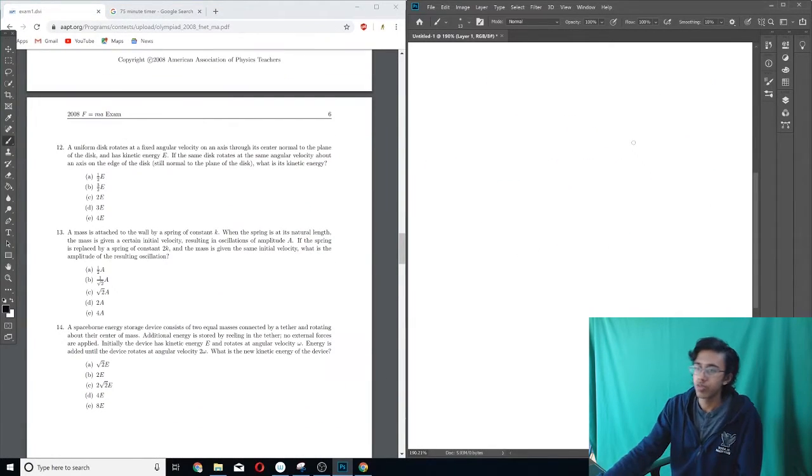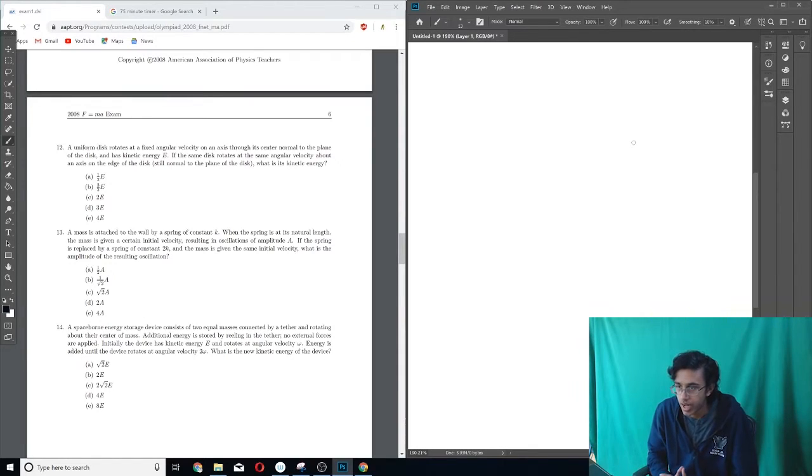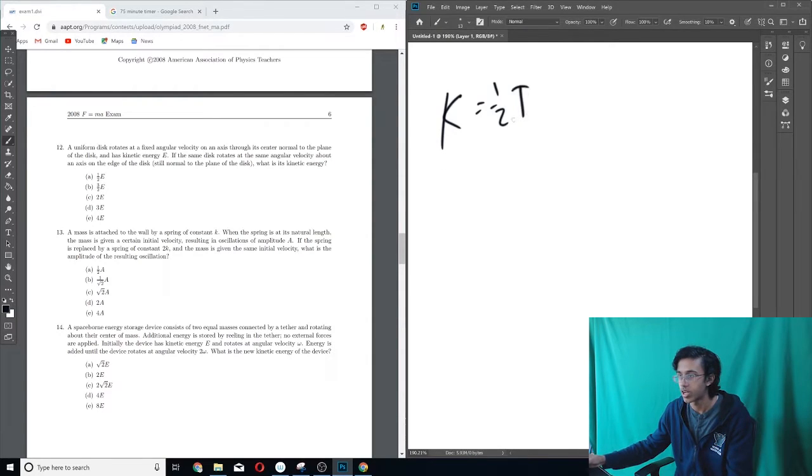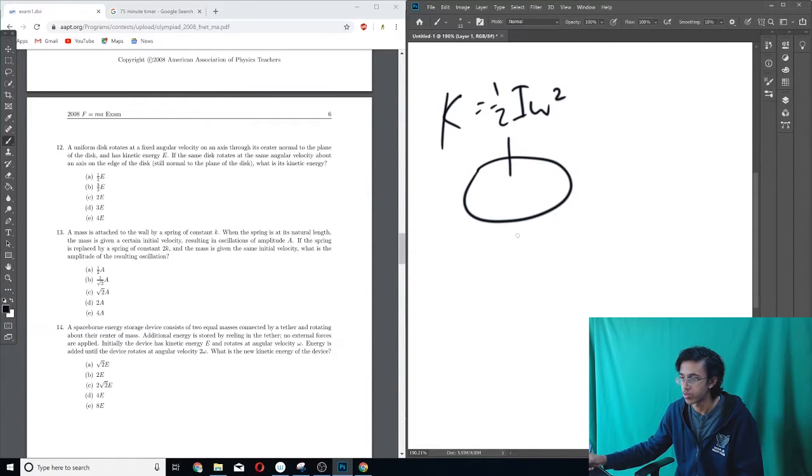So 12. A uniform disk rotates at a fixed angular velocity on an axis through its center normal to the plane of the disk and has kinetic energy E. If the same disk rotates at the same angular velocity about an axis on the edge of the disk, what is its kinetic energy? Alright. So basically, you know that kinetic energy is equal to 1/2 I omega squared. And by the parallel axis theorem, if you have something spinning through its axis, and you move the axis r away from the center of mass, then you get I_CM plus mr squared, which is equal to I prime.